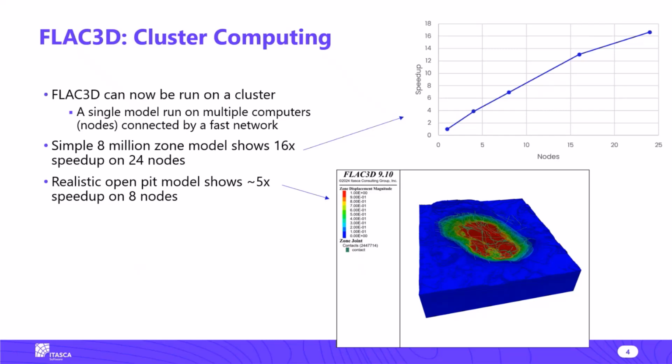For a more realistic model, this is one of the models from one of our consultants, some sort of realistic open pit with densifying and attaching and joints in it and so on. We ran this on an 8-node cluster, and it went about 5 times faster. So again, still significant. Imagine a big model that maybe takes a week to run now. You could potentially run it in a day instead.